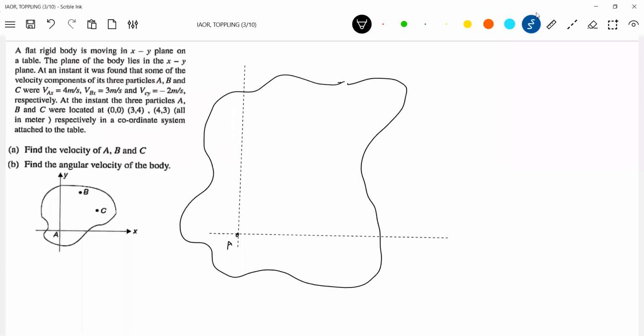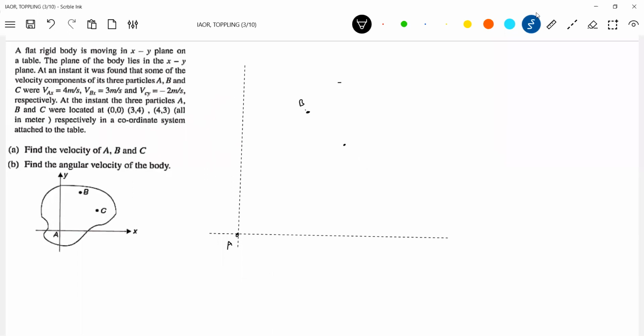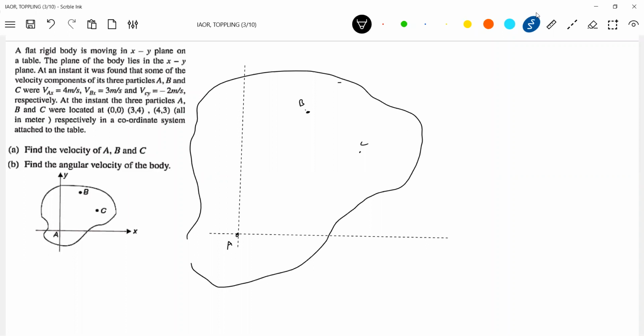Point A is 0, 0. Point B will be 3, 4. Okay, this should be B: 3, 4. C will be 4, 3. And I'll draw again here. Almost the same shape I brought.